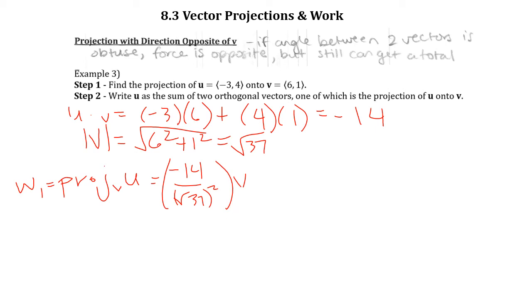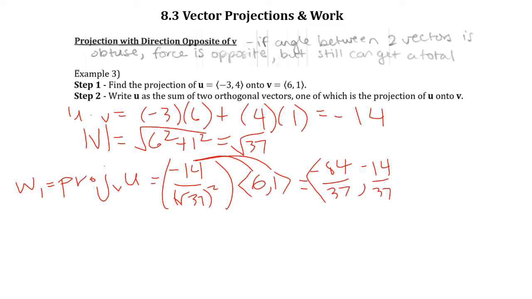And I'm actually going to go ahead and skip a couple of steps because we've already done this a couple of times. So I'm going to go ahead and put the vector in there: 6, 1, vector V. So I'm going to multiply negative 14 times 6 and negative 14 times 1, and they're both going to be over 37. So that's negative 84 over 37 and negative 14 over 37. So that's part A. I have found the projection.